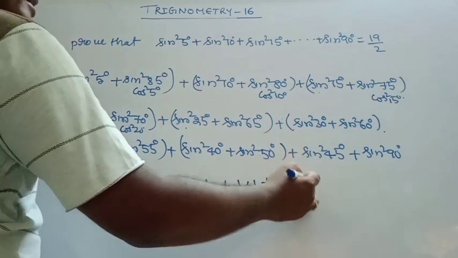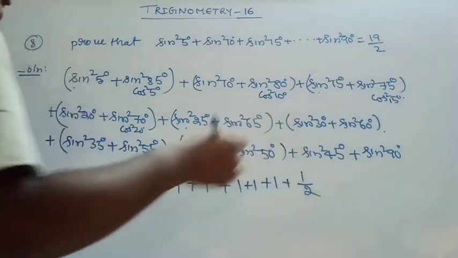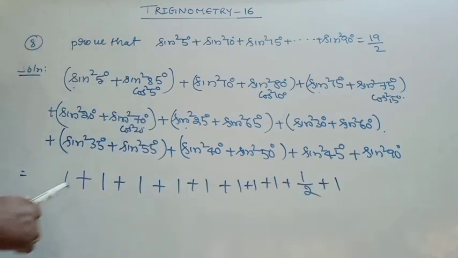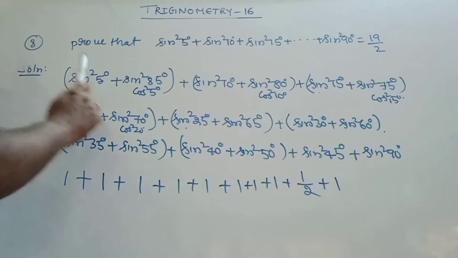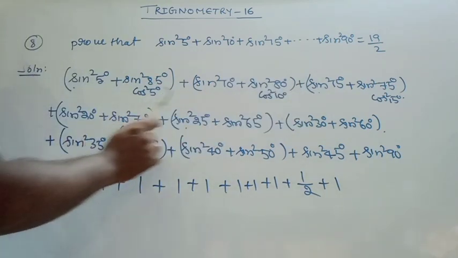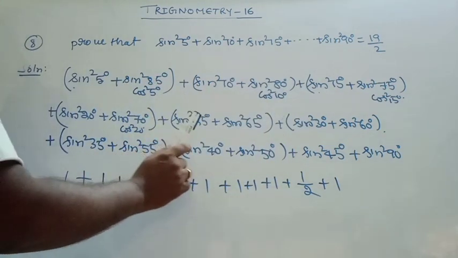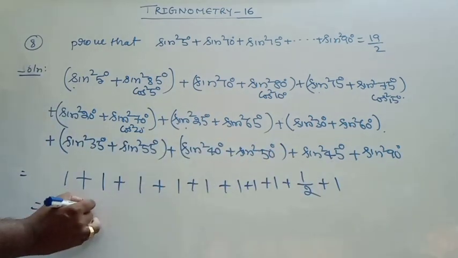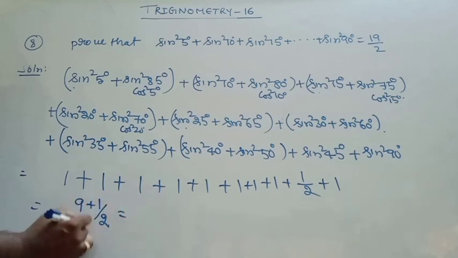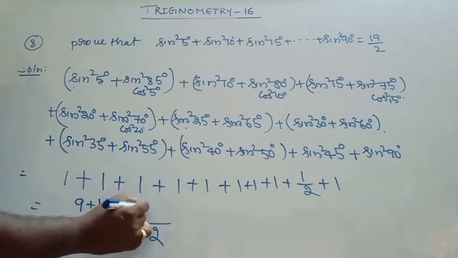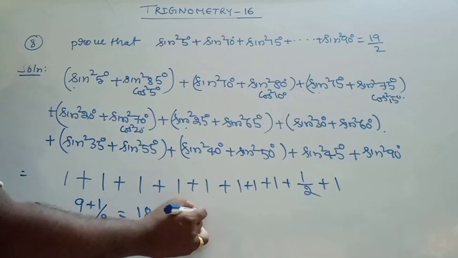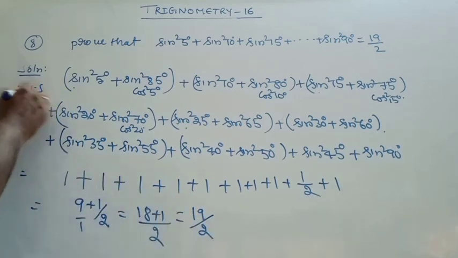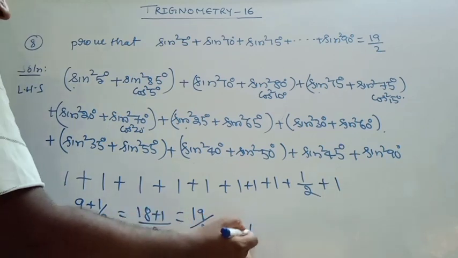Now sine square 45 degrees is 1 by root 2 whole square, that is 1 by 2. Sine square 90 is 1, you are having like this. Now see here, how many 1s you are having here: 1 2 3 4 5 6 7 8 plus 1, 9. So 9 plus 1 by 2. Now if you take LCM 2, 9 twos are 18 plus 1, that is 19 by 2, right? You have taken the left hand side part and you got the right hand side part.